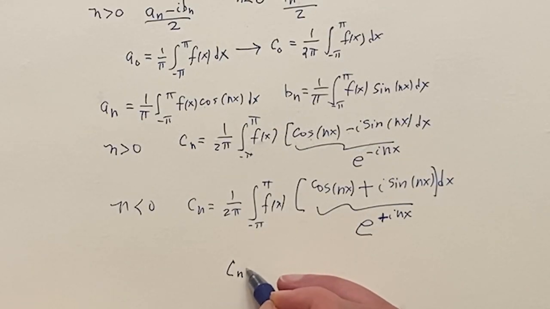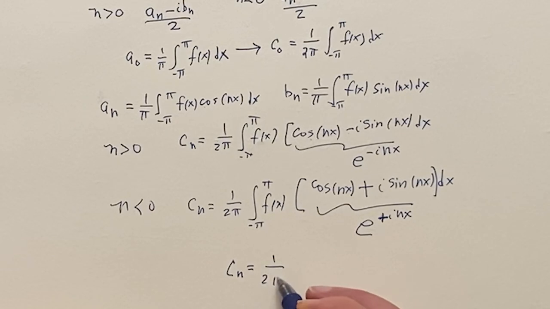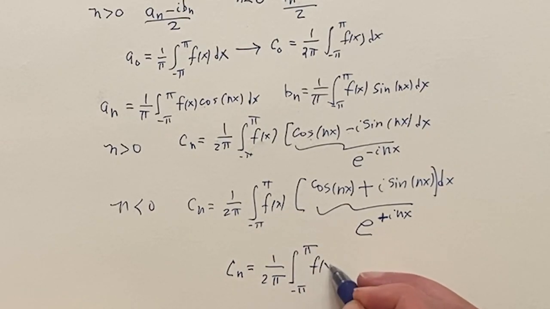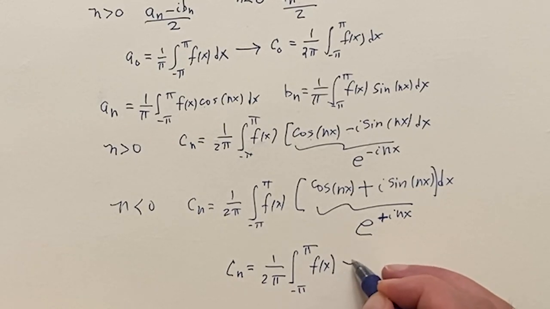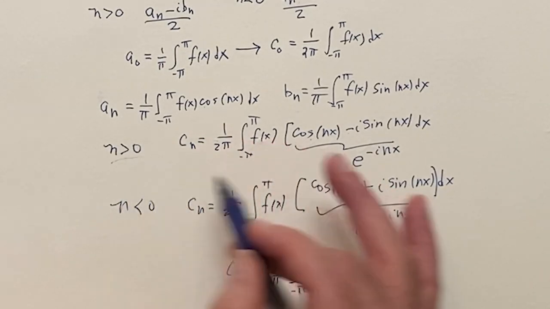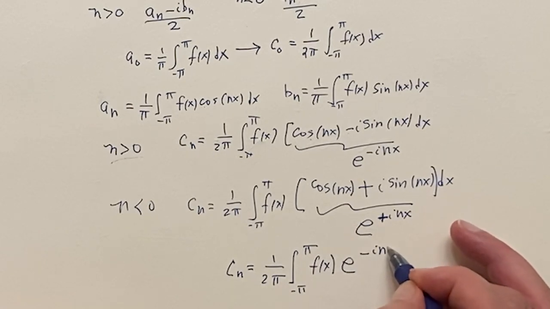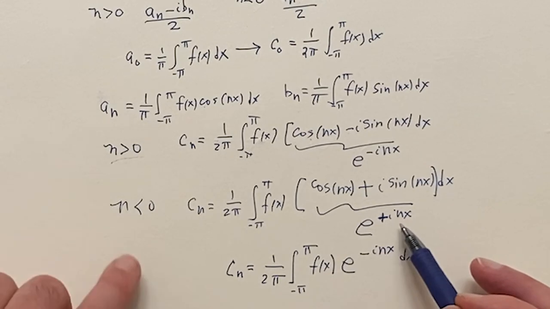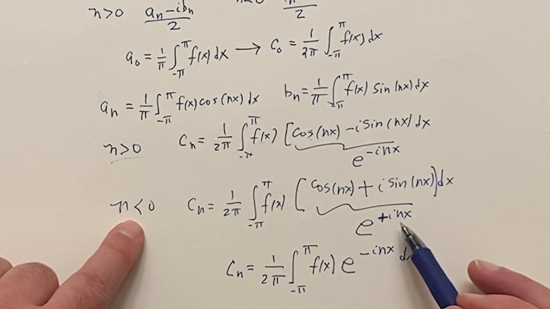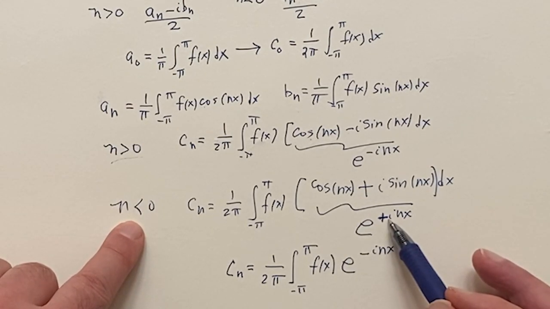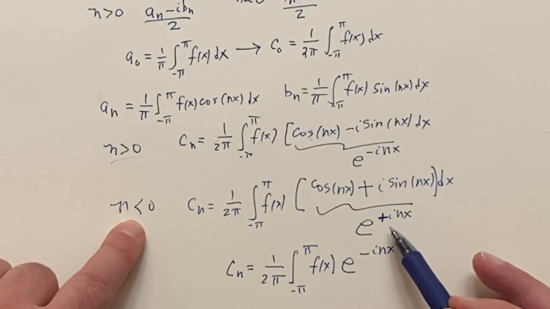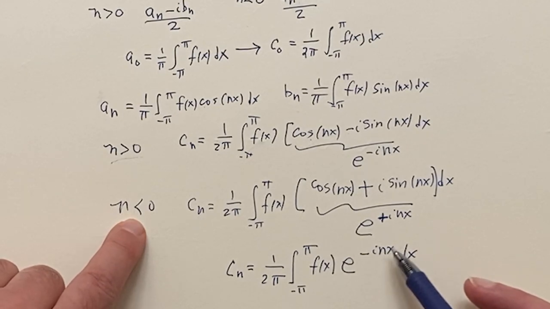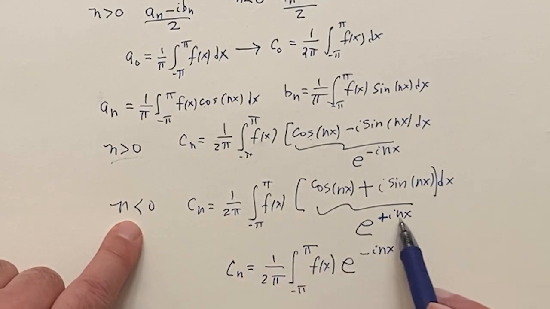Watch this trick. If cn is 1 over 2 pi, and I go from minus pi to plus pi, f(x), and I take e, let's take this one with the plus sign, e to the minus inx, dx. When n goes negative, I got this one. See, when n is less than 0, you have to have the minus sign. So when n is less than 0, this is going to be a plus sign.